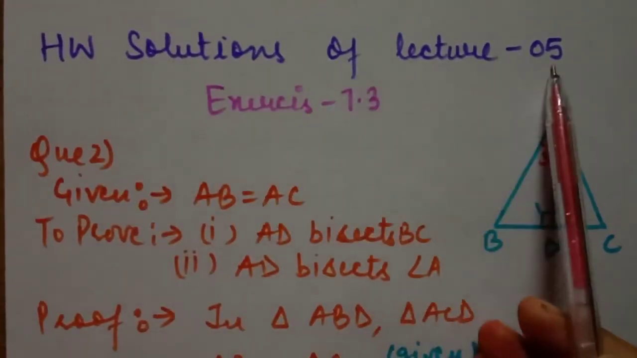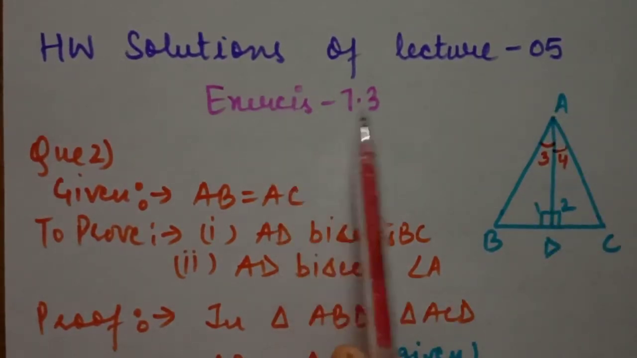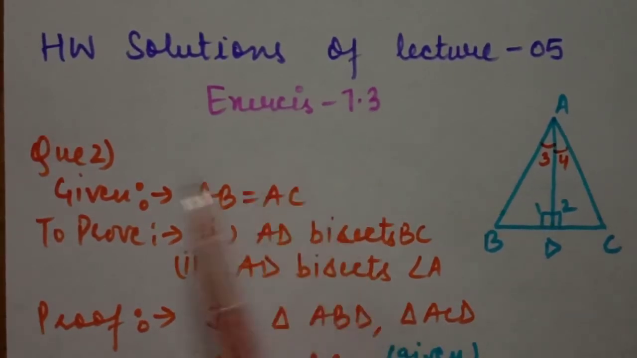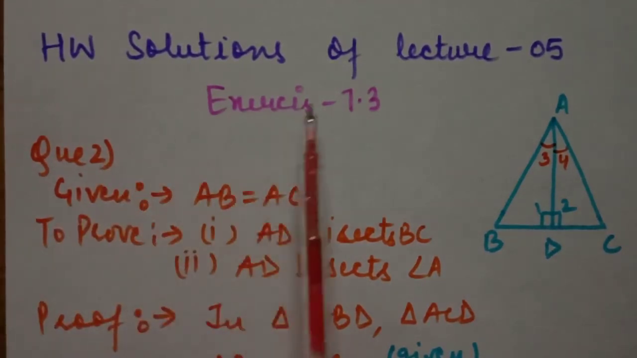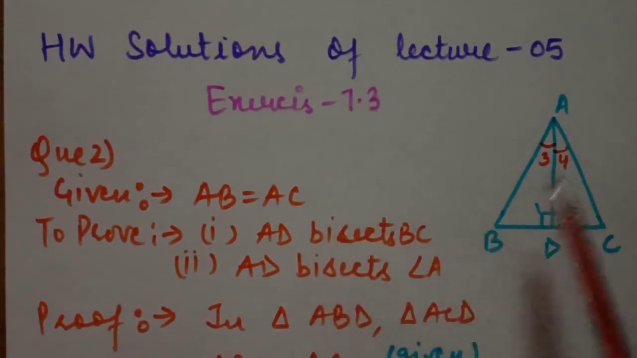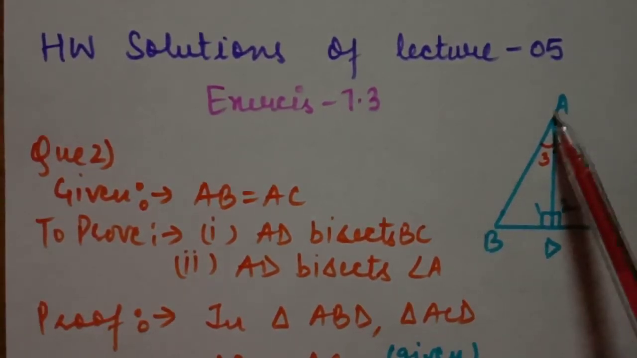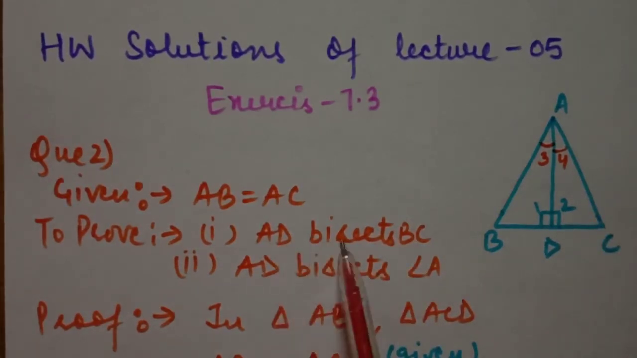Now, homework solution of lecture 5. In lecture 5, we discussed exercise 7.3. So now the questions of exercise 7.3. First question we have already done. Now question number 2. Question 2 from your NCERT exercise 7.3 is: AD is an altitude of an isosceles triangle ABC in which AB and AC are equal. Show that AD bisects BC and AD bisects angle A.